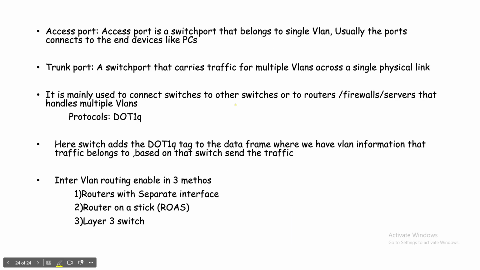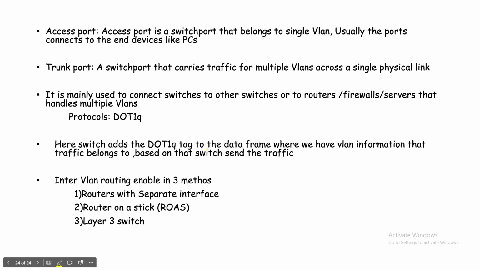To carry the traffic between the VLANs, we need to add an 802.1Q frame tag. In that we have the VLAN information, like a VLAN ID. Based on that, whenever the switch receives data, it will send it to the relevant VLAN. For inter-VLAN routing, we need a router or switch for communication between multiple VLANs. For that we have three methods: router with separate interfaces, router on a stick, and layer 3 switch.